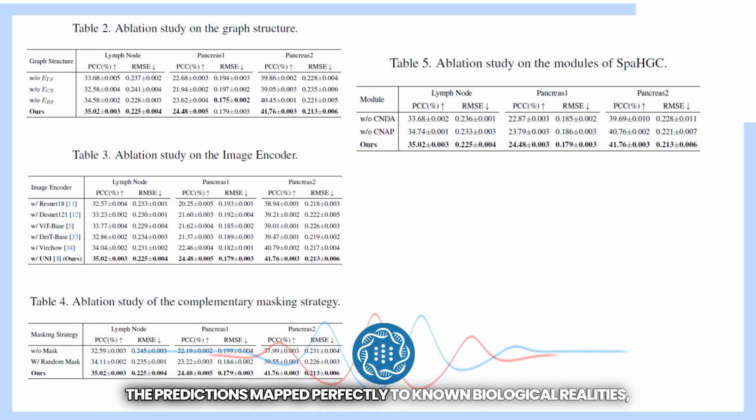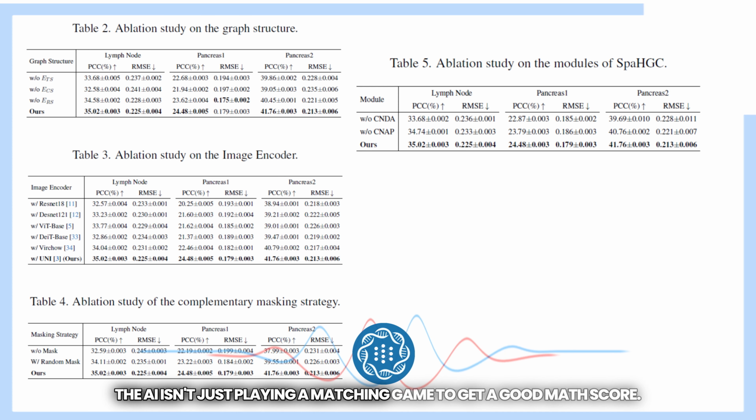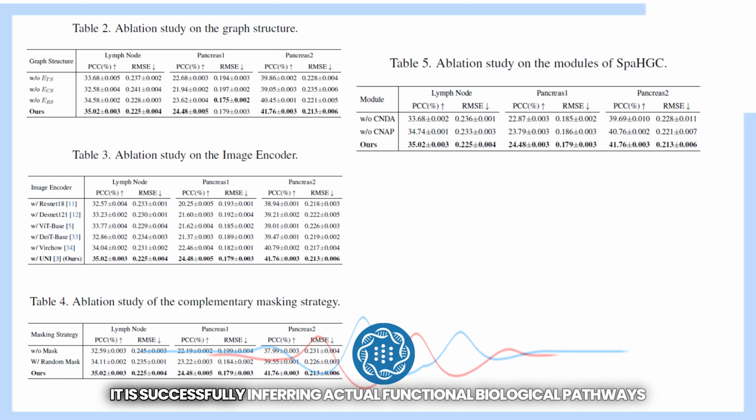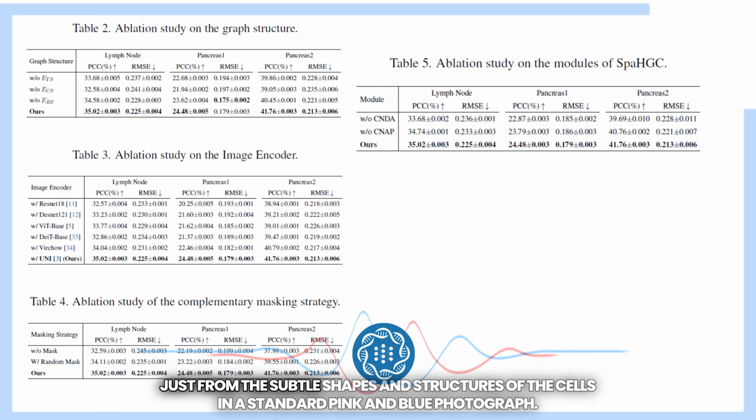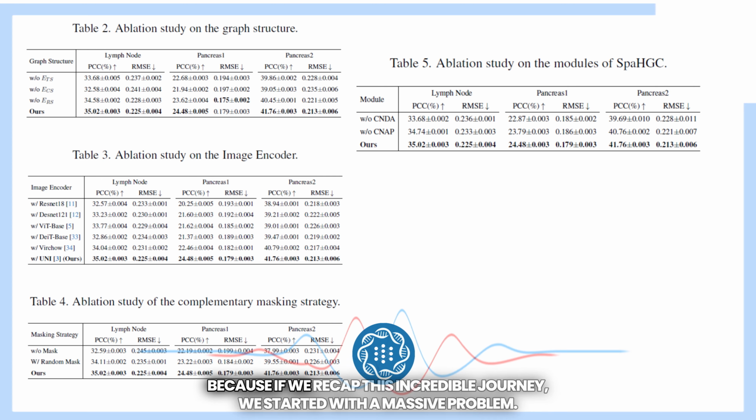The predictions mapped perfectly to known biological realities, like the B-cell receptor signaling pathway, which is heavily involved in immune response and tumor progression. The AI isn't just playing a matching game to get a good math score. It is successfully inferring actual functional biological pathways just from the subtle shapes and structures of the cells in a standard pink and blue photograph. This raises an important question. It really does.